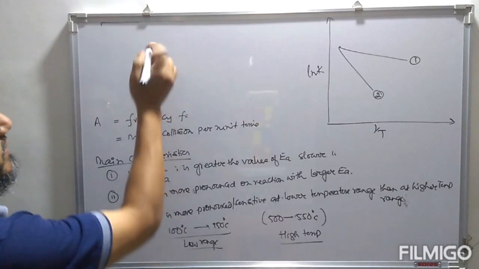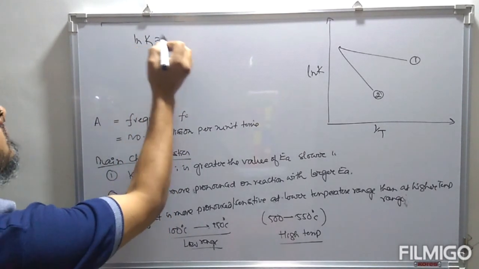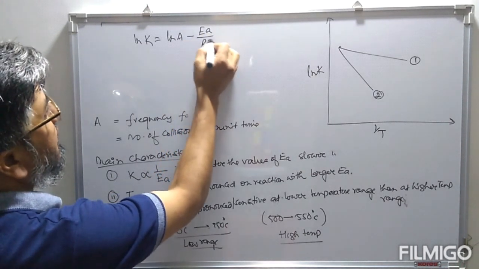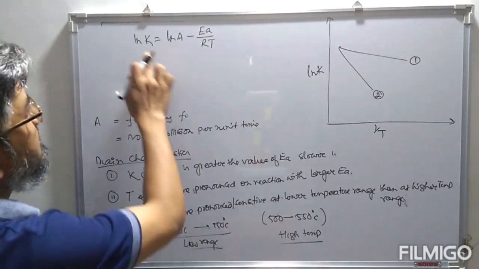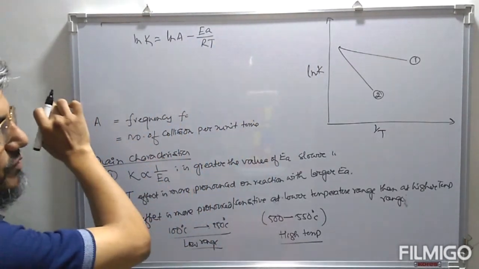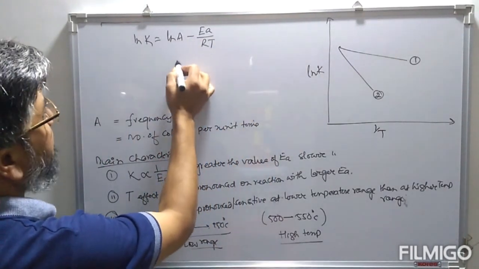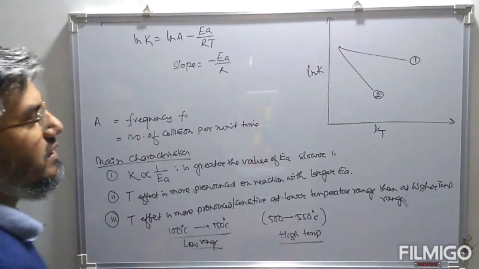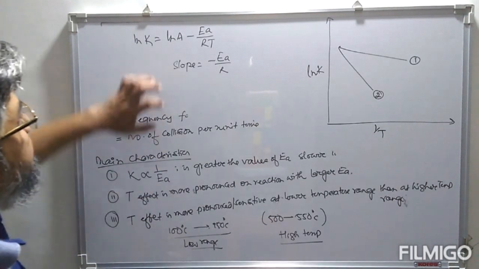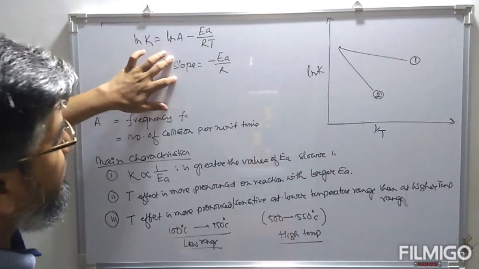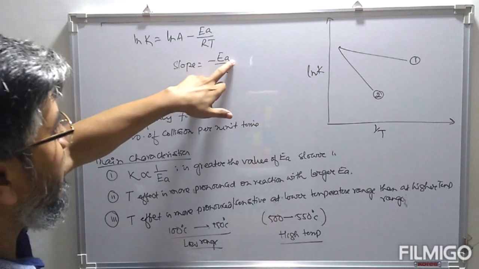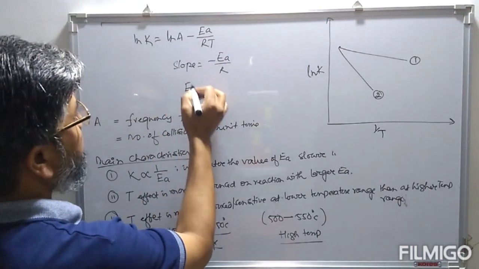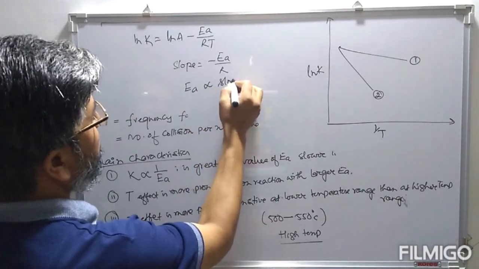Now we have this logarithmic equation: ln k is equal to ln A minus Ea by RT. So this is the graph of this particular logarithmic equation. Therefore, look at this, for this graph, slope is equal to minus Ea by R. So the graph having the larger slope will have the larger value of activation energy. So activation energy is proportional to the slope.